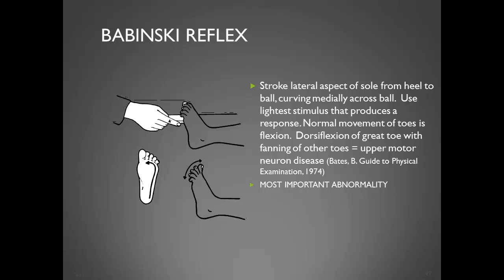Babinski reflex: abnormal neurological response in adults, but not abnormal in infants. It is tested by stroking the lateral aspect of the sole from the heel to the ball, curving medially across the ball. Use the lightest touch stimulus that produces a response. Normal movement of the toes is flexion. Dorsiflexion of the great toe with fanning of the other toes equals upper motor neuron disease. It is a very important abnormality to test for.